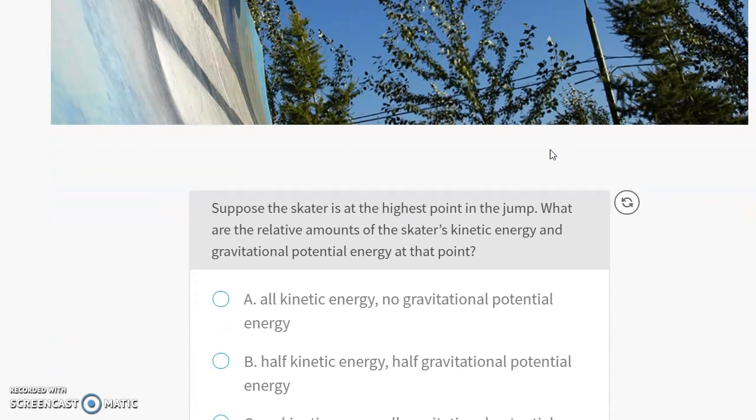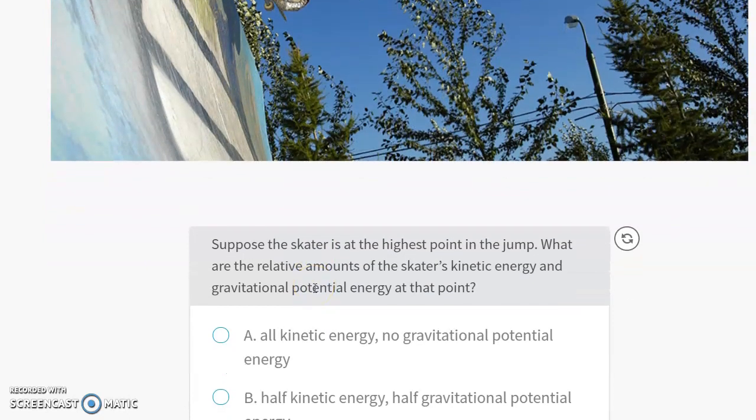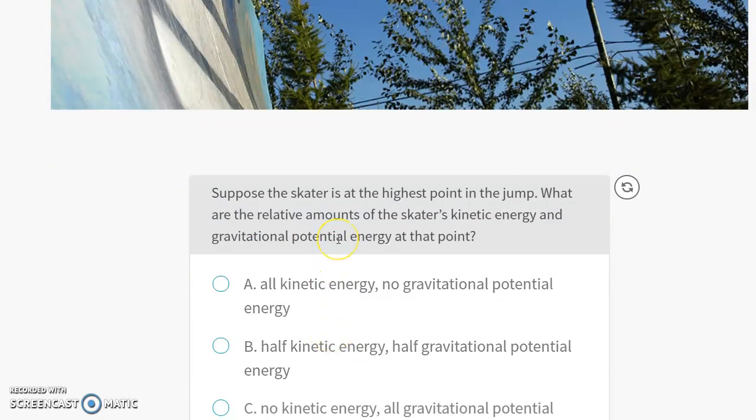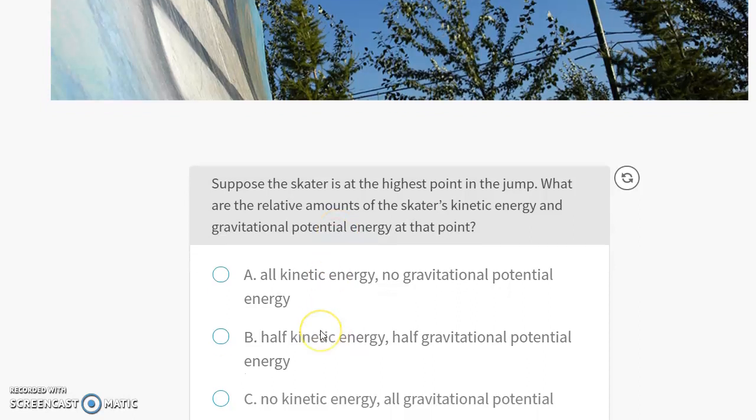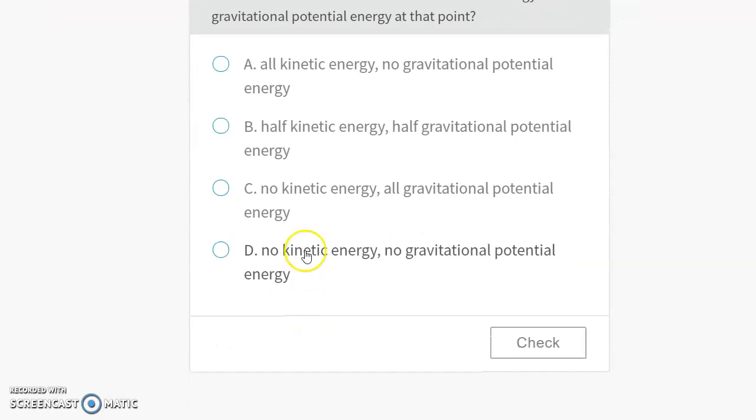Talking about a skateboarder, he's at the highest point in his jump right here. What are the relative amounts of kinetic and potential energy? Is he moving? So he's all kinetic energy. Is he half and half? Is he no kinetic energy, all potential? Or does he have no energy at all?